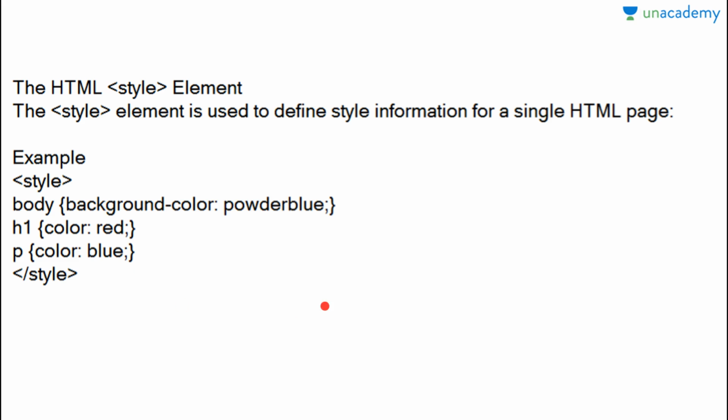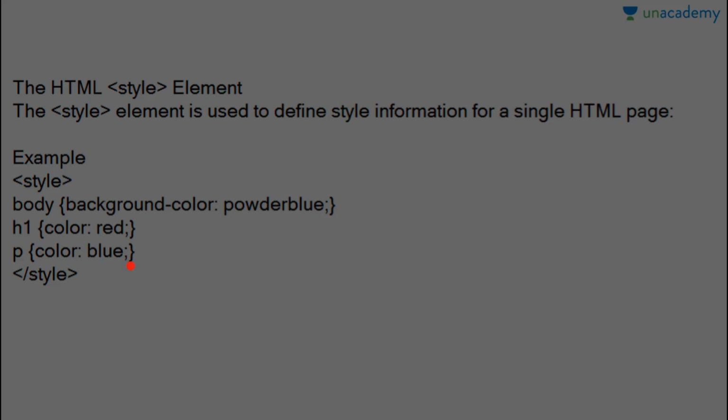So what have we applied? Body with background color powder blue, h1 meaning heading 1 with color red, and paragraph with color blue. So these are the style elements that we have applied.